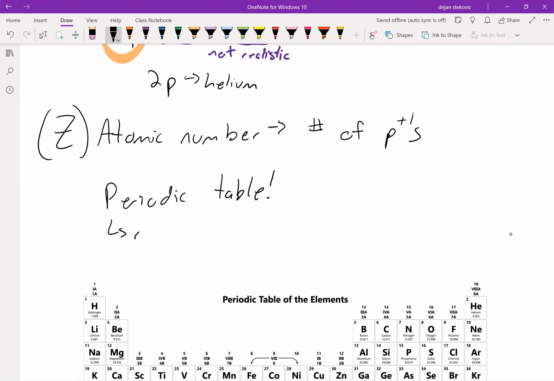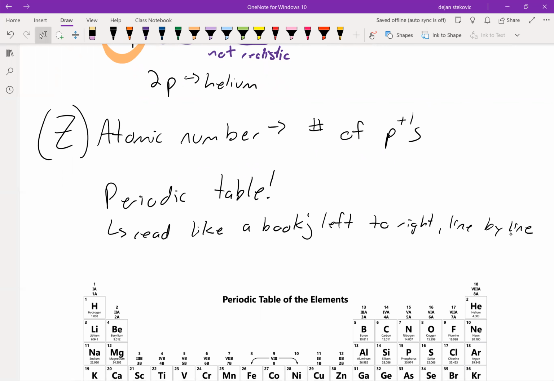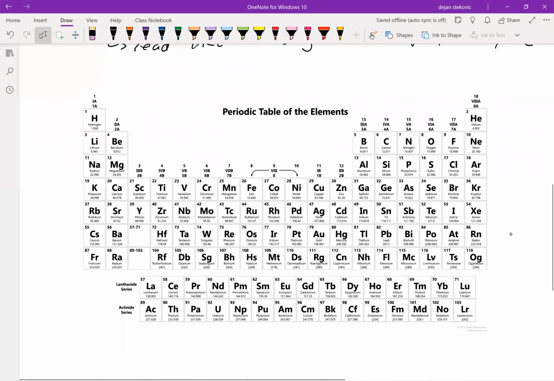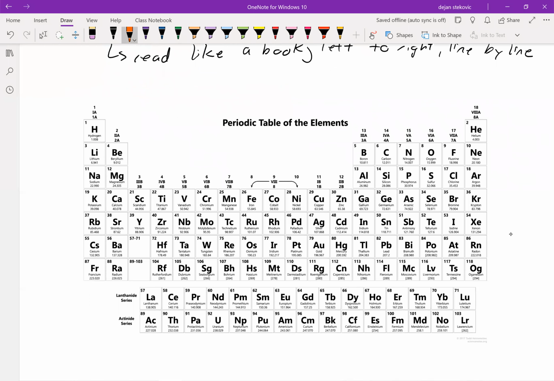And we're going to read this like a book. And so think about the way you read a book. You read a book from left to right, line by line. So let's take a look at our periodic table. This is just one version of it. There's a million different versions of the periodic table. In this case, the atomic number is towards the top left. So we can see that number 1 right there. That's our Z, right? And if you have 1 proton, you're hydrogen.